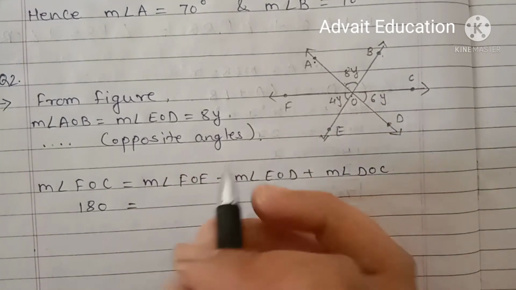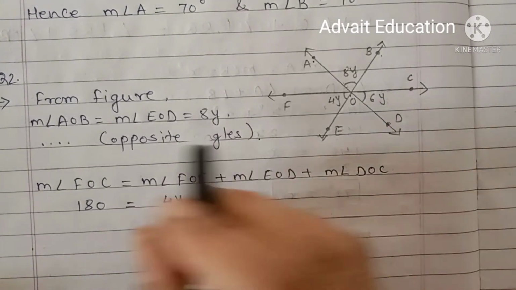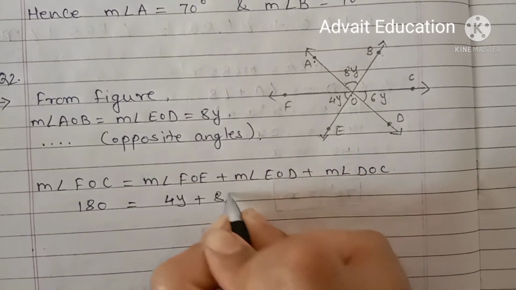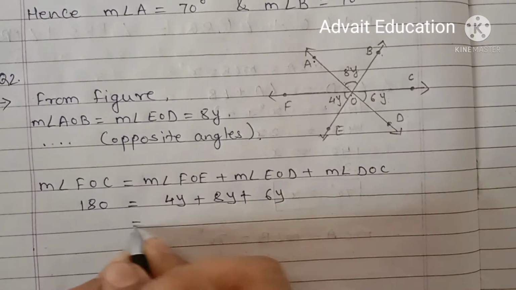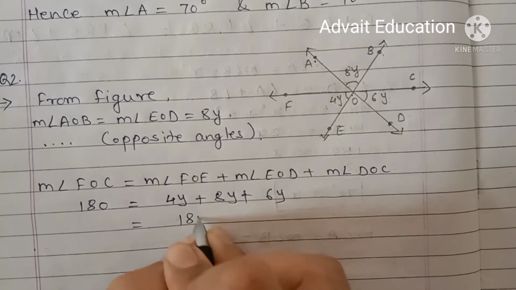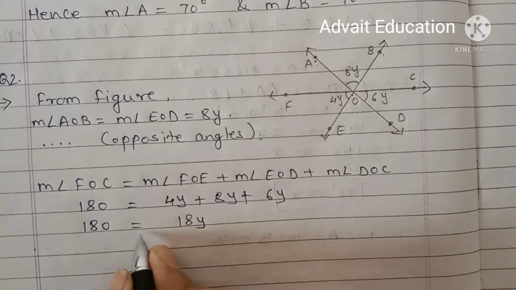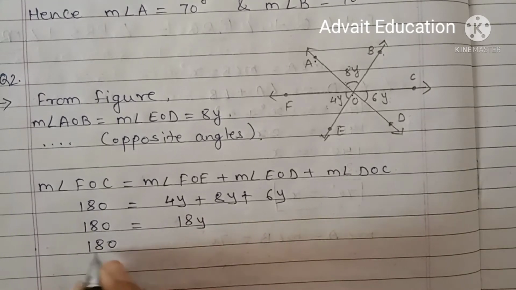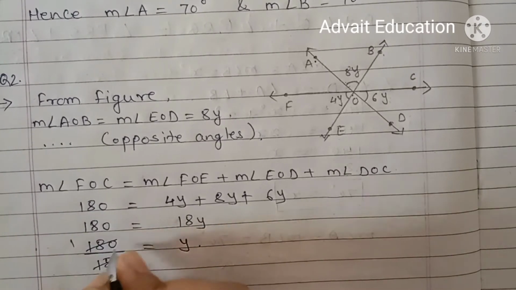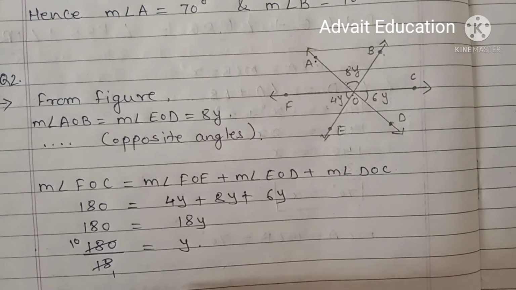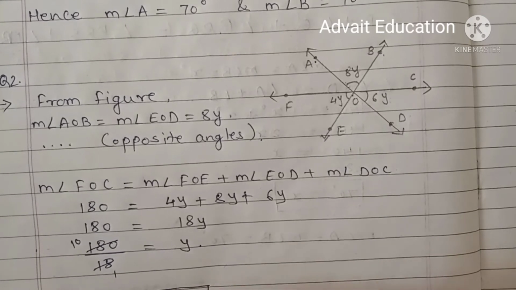This angle is 4y plus angle EOD is equal to 8y, because of this reason, opposite angle, plus angle DOC, this is given 6y. 4y plus 8y plus 6y means 18y. Now this 18 is multiply here, it goes to the opposite side of the sign, then divide. Means 180 divided by 18 is equal to y. 18 1s are 18, 18 1s are 18, this 0 as it is. Means y is equal to 10. Y is equal to 10 degree.